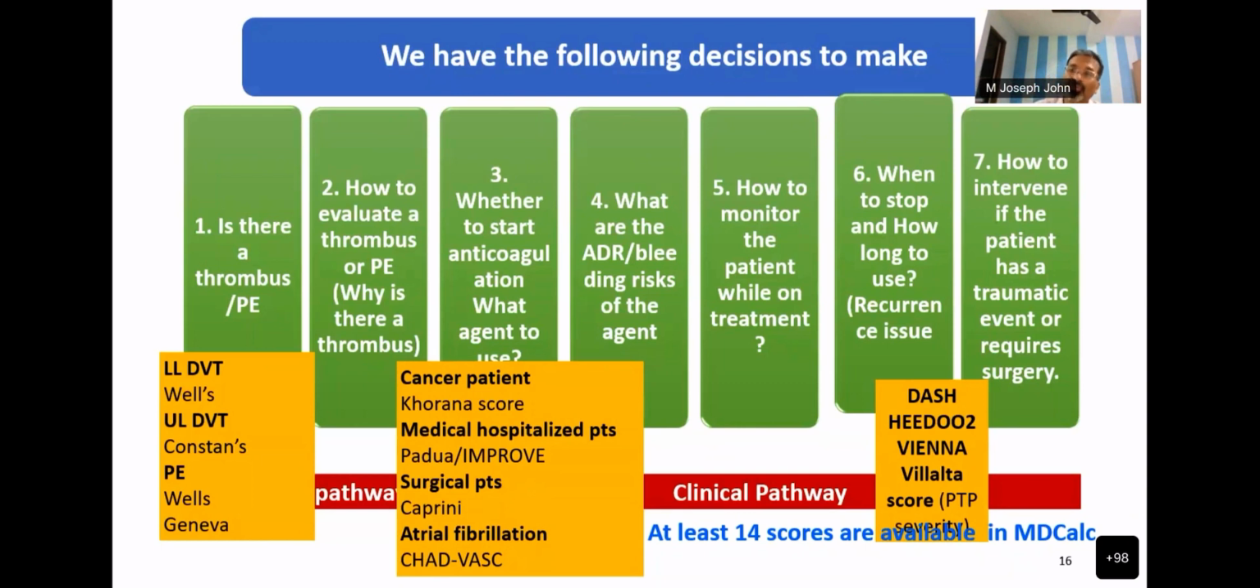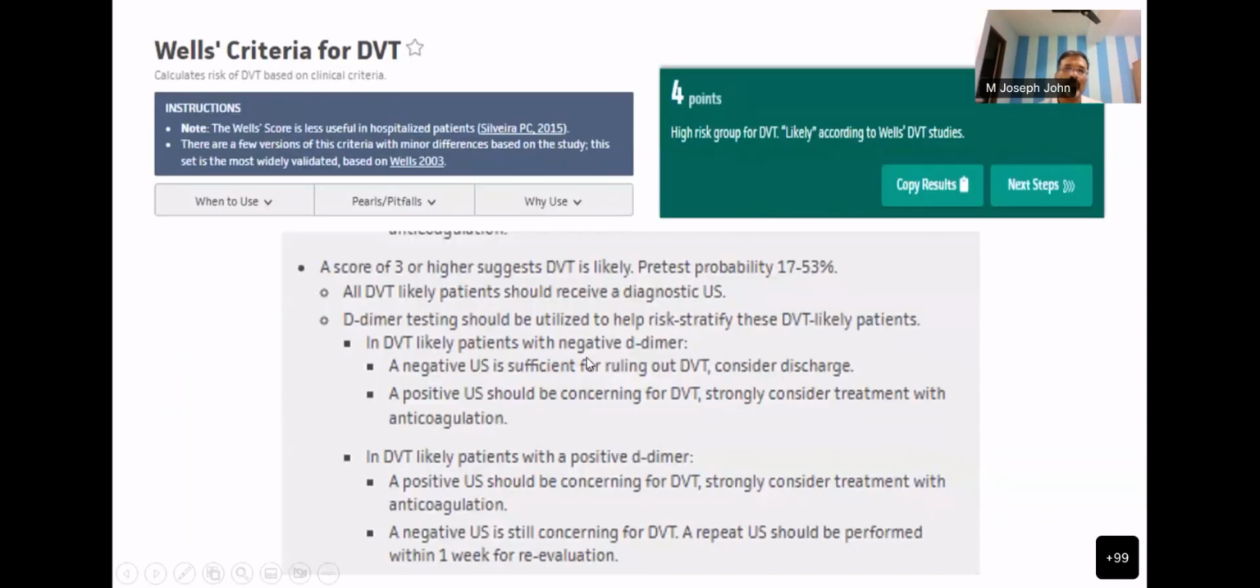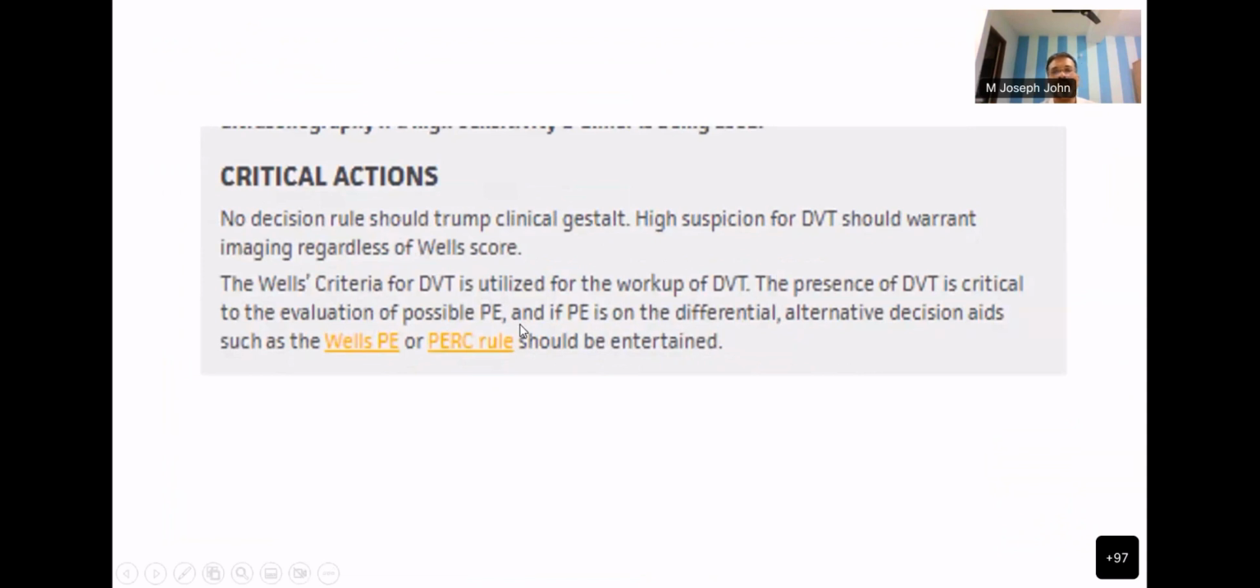Then comes how long to use, in other words, when to stop. In a lot of situations, indefinite therapy is required. In certain situations, only short term is required. However, when it comes in between, there are certain criteria which we can include to decide when to stop it. Just to show you how it looks, you don't have to memorize any of these. It is available in the mobile phones. We should be able to access it from MDCalc or any other software, plug in the numbers, get the risk stratification, and then decide whether to test further or to anticoagulate them.